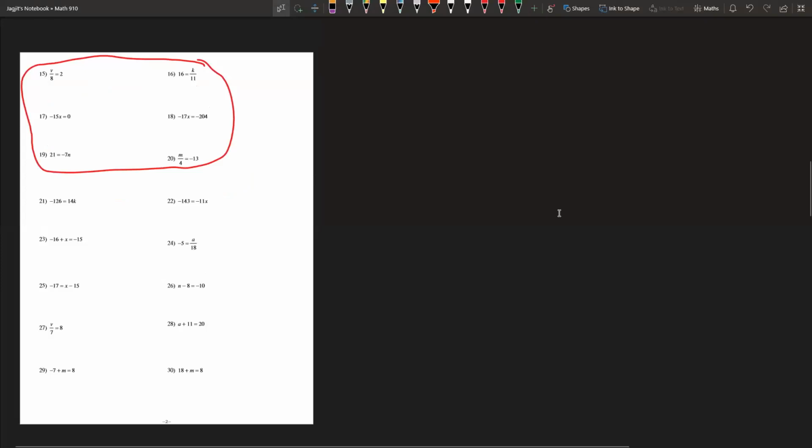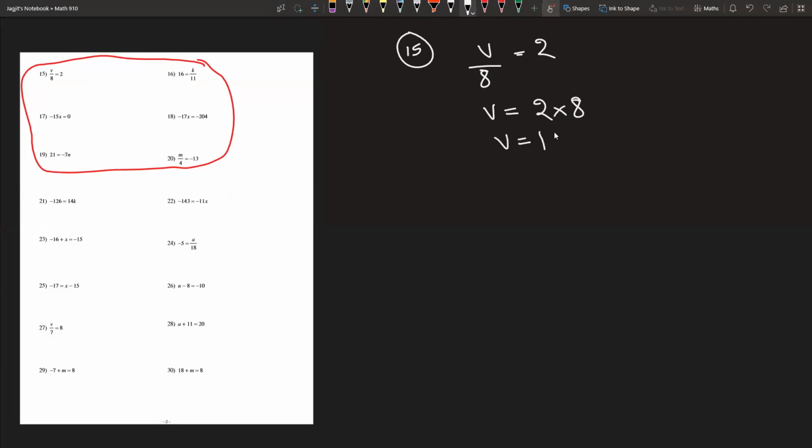All right, guys, let's have a look at these questions. So the first question, which was number 15, we had v over 8 is equal to 2. Okay, so you're trying to solve for v. What's going to happen is 8 is going to go across, and you'll have 2 times 8, which is 16. How many of you guys got that? Yep. Good. The next question had 16 is equal to k over 11. So 11 will go across, and you'll have 16 times 11 is equal to k. And was that 176? Yeah. Okay, good.